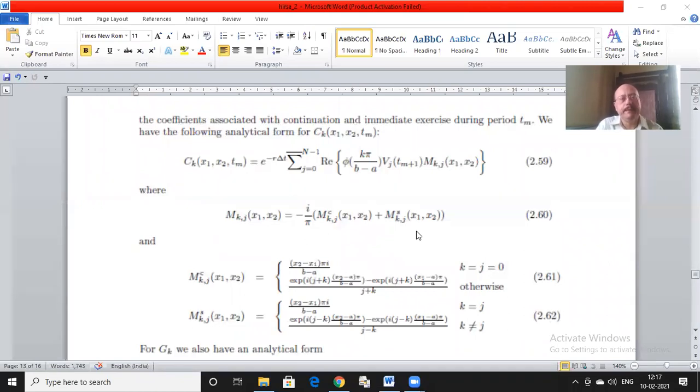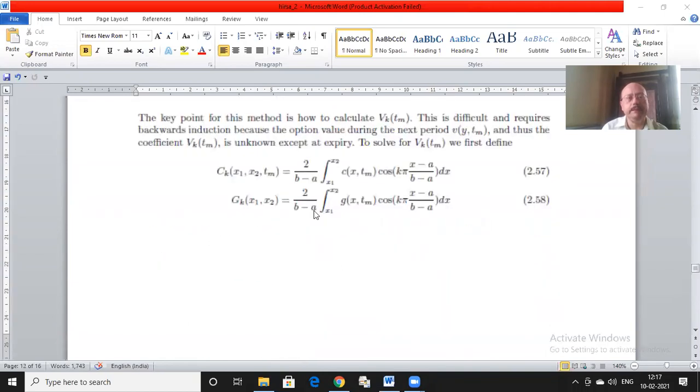What is Mk? Mk is again a combination of the two possible decisions at the next node. Either I continue or I exercise. So here I have two parts, and these two parts can again be calculated explicitly. Of course, if I were to calculate them for an intermediate point of time, there will be too many terms involved. So as I said, we will start from the end. So for CK, we will have a combination of further continuity and exercise at the next node, which we will try to evaluate from the end backwards.